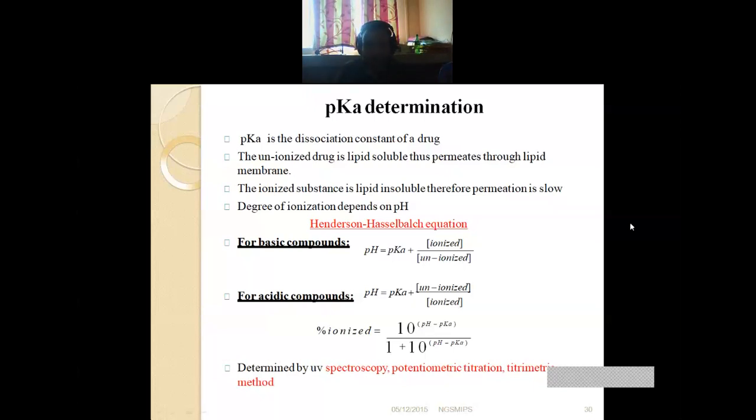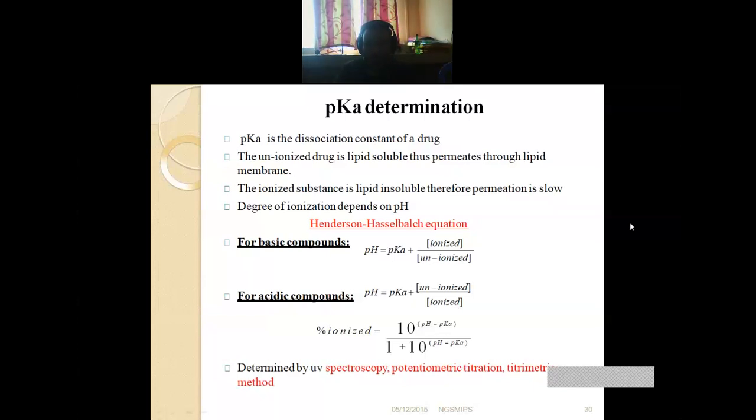So that means unionized drugs are lipid soluble, so they can easily permeate the lipid membrane. But ionized drugs are lipid insoluble. That's why the permeation through the lipid membrane becomes very slow. Okay.